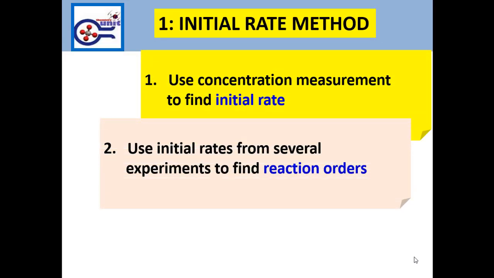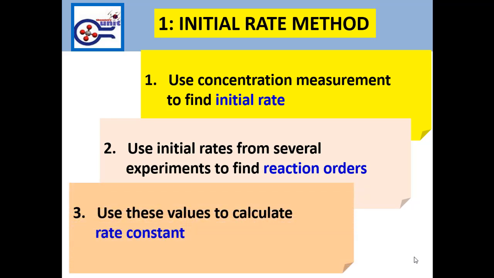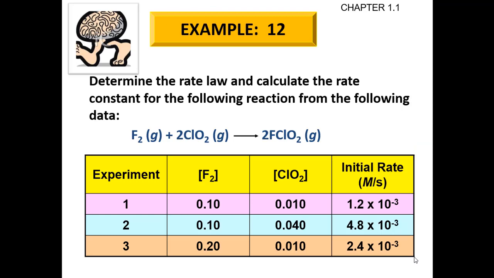Okay, so initial rate method ni kita pakai concentration untuk nak find initial rate. Yang ni kita akan dapat data daripada eksperimen lah. So you use initial rate from several experiments to find reaction order, and then kita boleh pakai values ni juga untuk determine value for our rate constant. Okay, cuba tengok contoh ni.